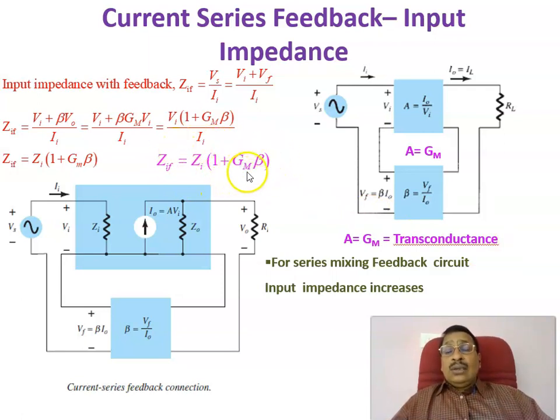Therefore, here also the input impedance with feedback is increasing because of the negative feedback. In a series type of mixing circuit, the input impedance is increasing like this. Therefore, for a series mixing circuit, the input impedance is increasing, or ZIF is given by Zi into 1 plus Gm into beta, where Gm is the transconductance and beta is the feedback factor, which is equal to the feedback voltage Vf divided by the output current I0.